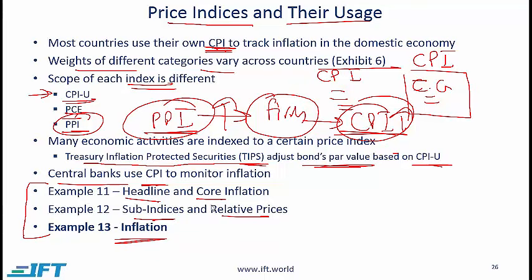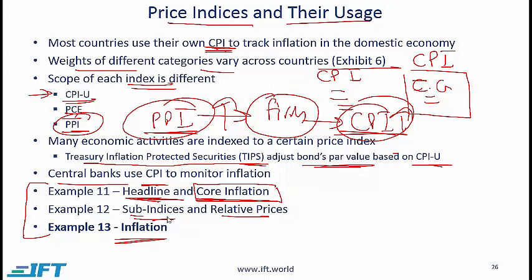Headline inflation covers all goods and services in an economy. With core inflation, we exclude the prices of energy and food items because prices of energy and food tend to be very volatile. As an analyst or a policy maker, if you are looking at short-term trends, then you would probably consider core inflation. But for policymakers, the ultimate goal would be to control headline inflation.